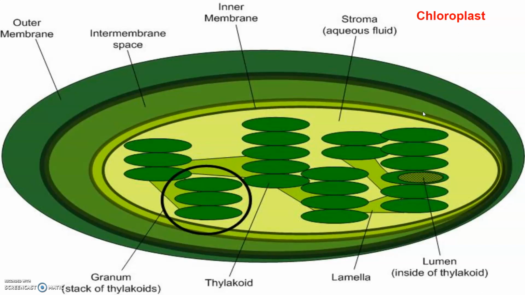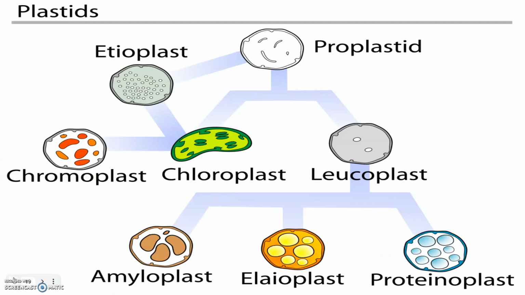The leucoplasts are colorless plastids. They have various shapes, and they store nutrients also. Here we can see the leucoplasts: amyloplasts store starch, like in potato; elaioplasts store oil and fats; and there are other types, aleuroplasts, which store proteins.